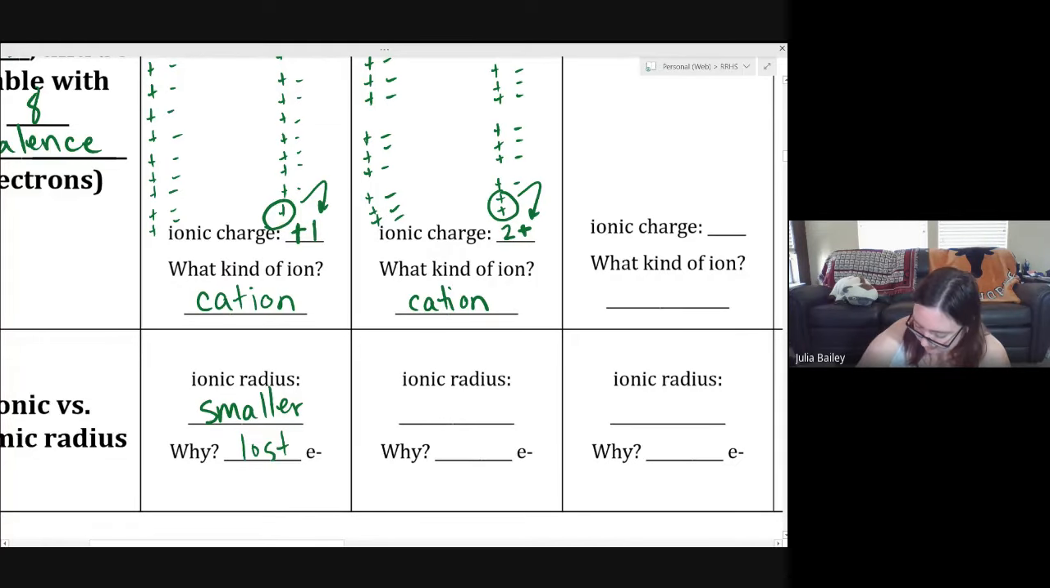And we know that the radius gets smaller because, again, when we lost those 2 electrons, we lost an entire shell. That makes the whole thing way smaller. We lost a whole layer.